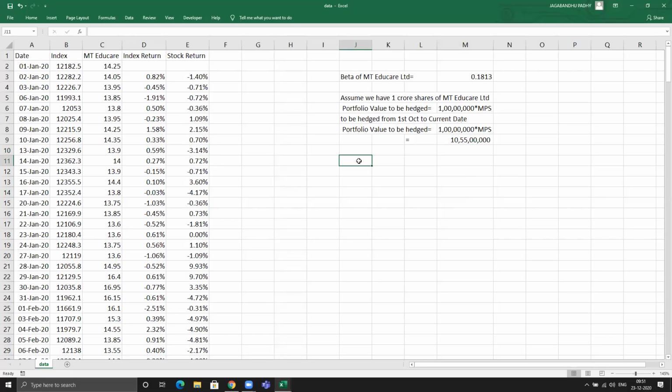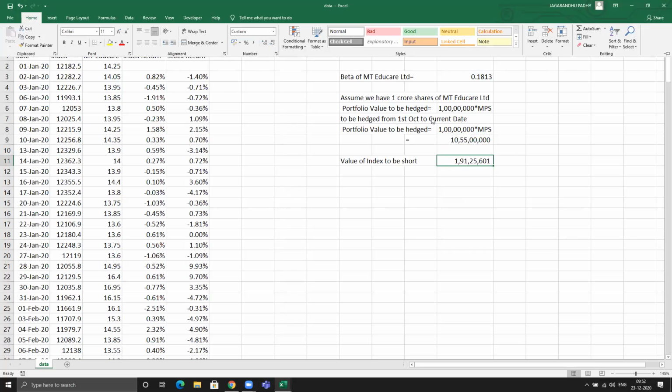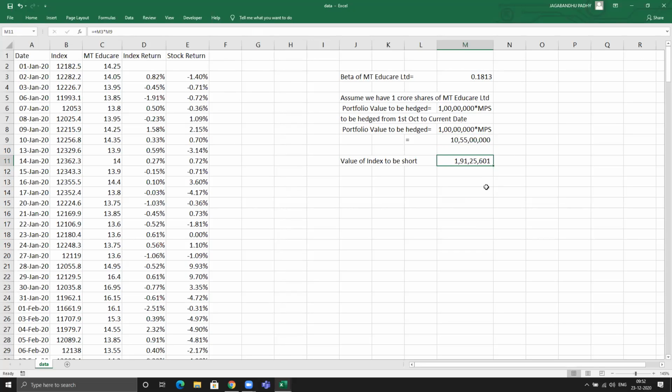So tell me, what should be quantity of index, or I can say value of index first of all. Okay, my next step वही था. Value of index to be short. What should be the value of index that I should short? Beta value multiplied by portfolio value. Yes, so that's going to be beta value, which is this multiplied by the portfolio value. So I need to short this much worth, मतलब 1,91,25,601 जितना index मुझे short करना है. I need to short this much of index.